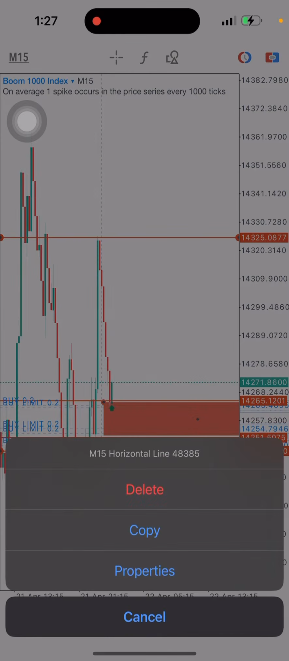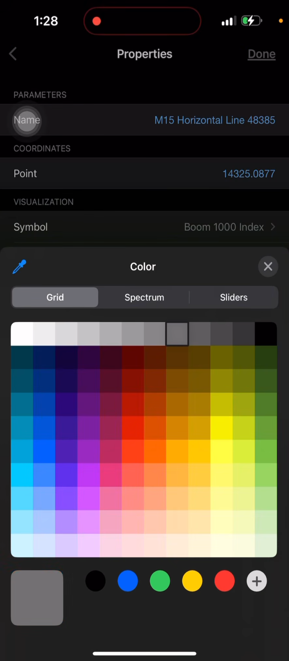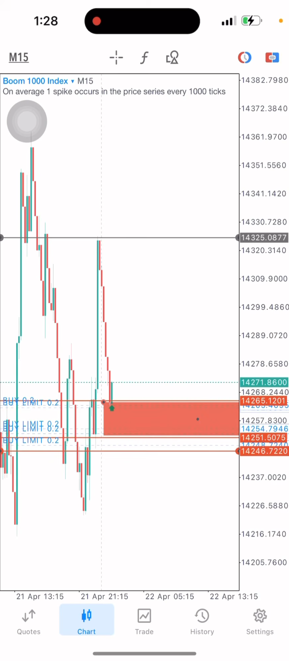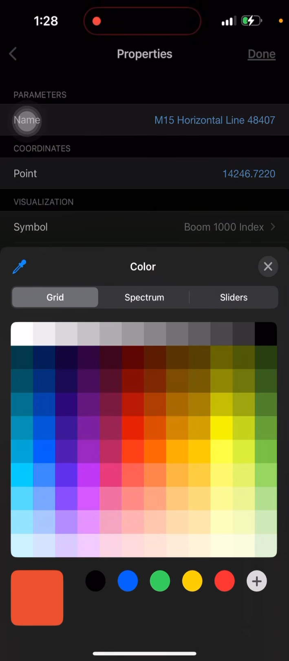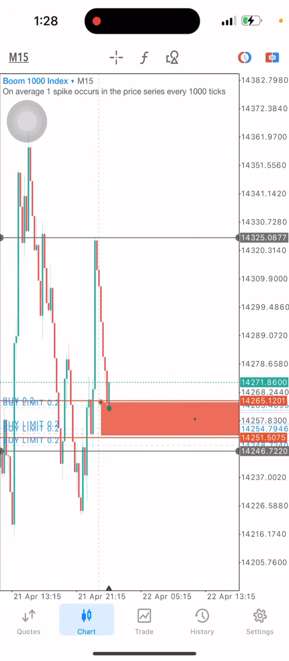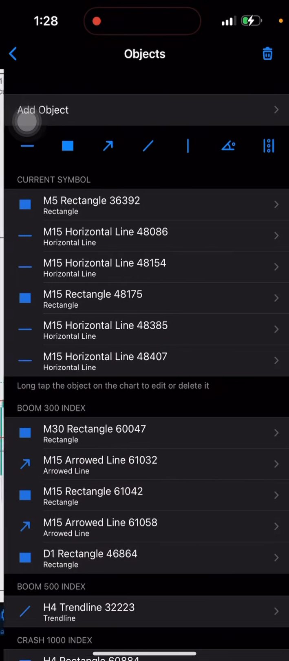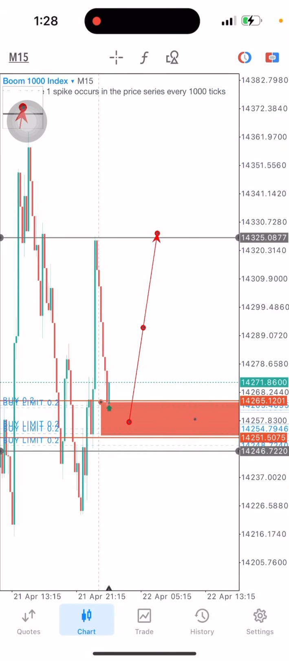Now you can change the colors here like this. Done. Change the colors here like that. Done. And so as you can see now, you're going to expect the market to spike right up to this zone. So yes, it's a very simple strategy that works for Boom 1000, Crash 1000, and then the step index market.